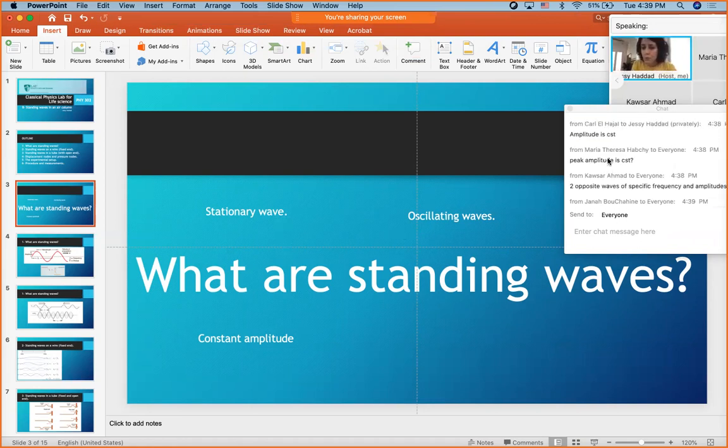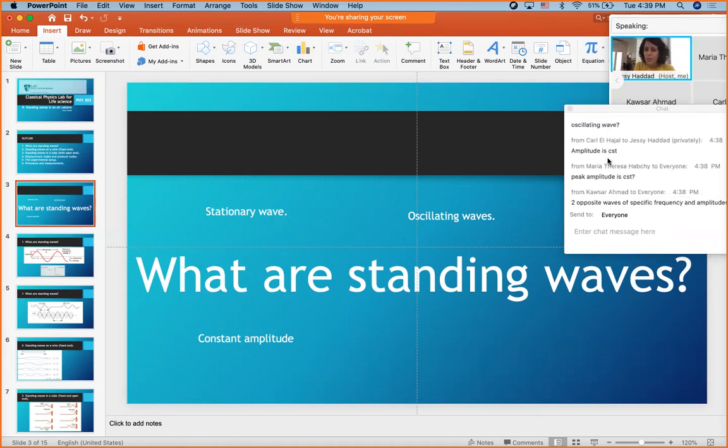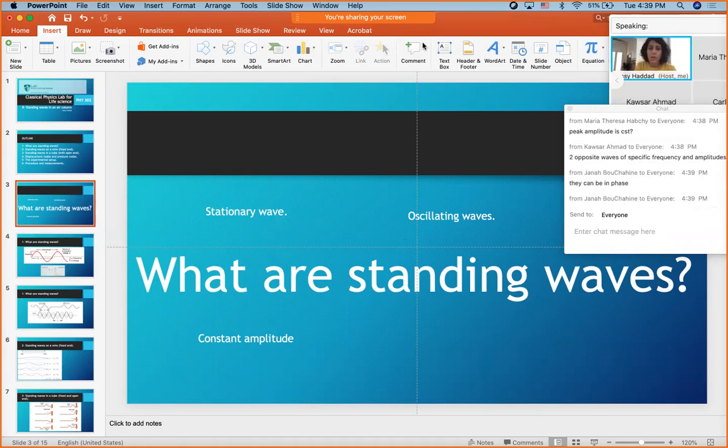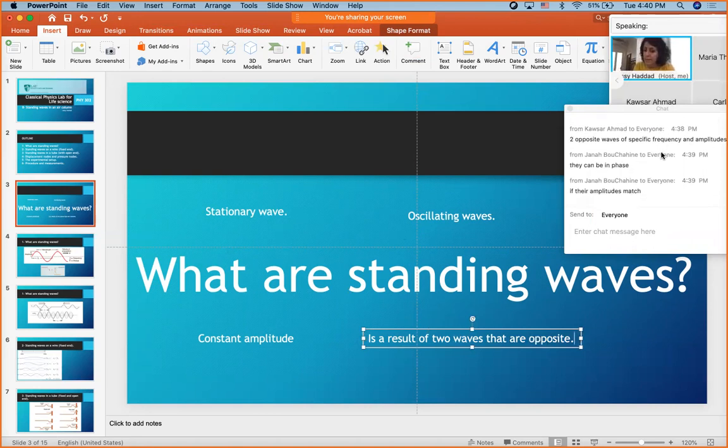So back to you. I was saying two opposite waves. So Kausar is saying the standing wave is a result of two waves that are opposite or opposing each other. Opposite. Let me write opposite and then think about it again. They can be in phase if their amplitudes match.